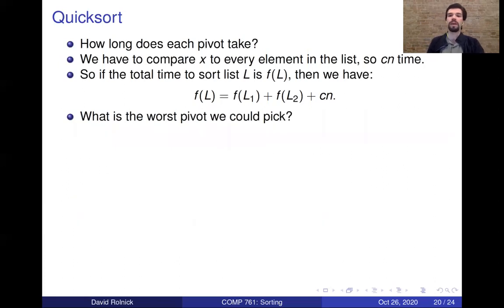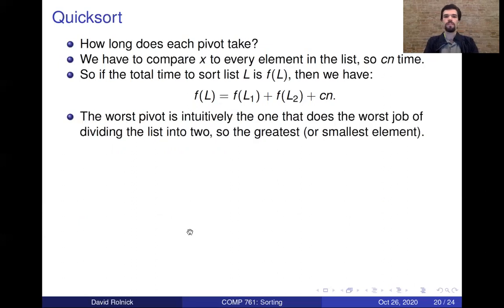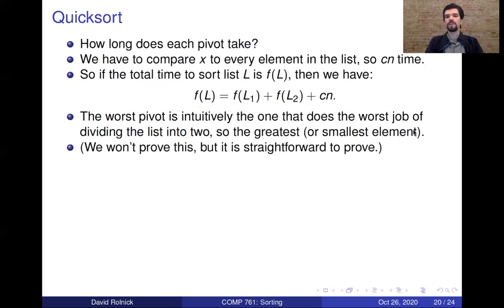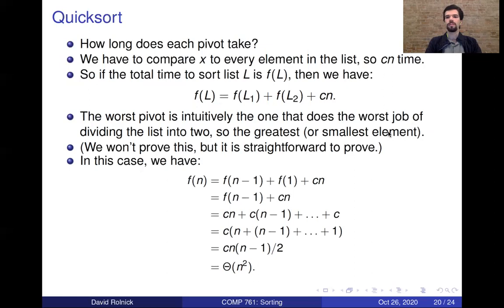What's the worst pivot that we could pick? The worst pivot, intuitively, is the one that does the worst job of dividing the list into two. So the greatest or the smallest element. I'm not going to prove this, but it's straightforward to prove. It's pretty intuitive. Sort of the opposite extreme to exactly dividing the list.